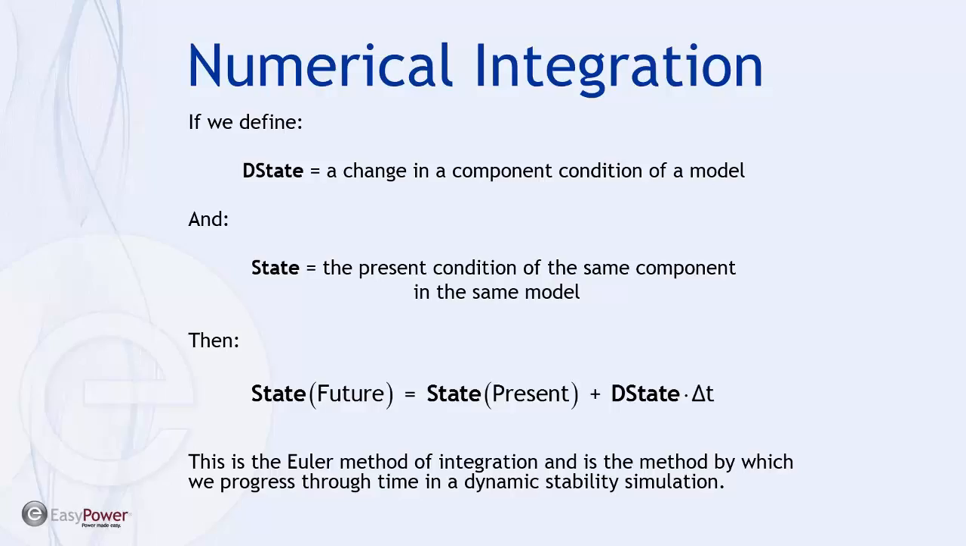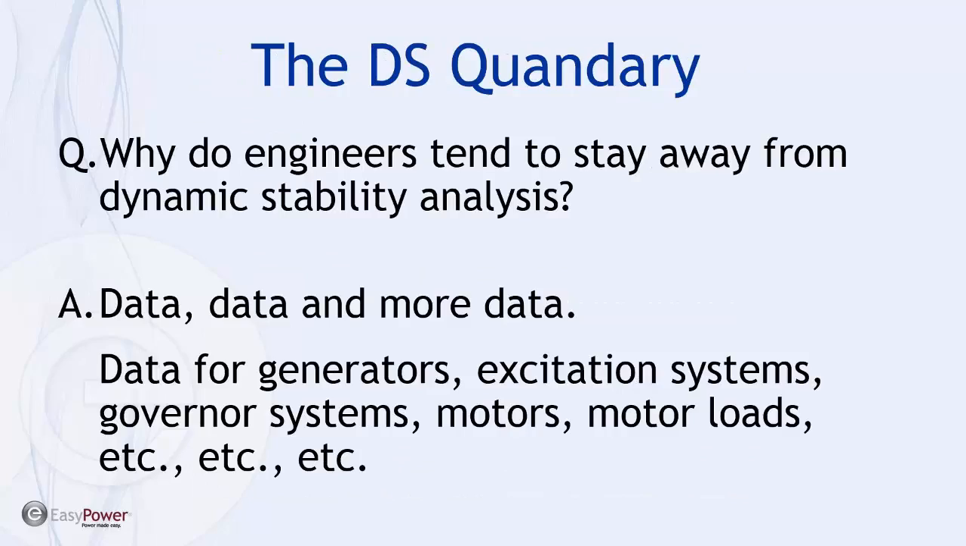But we've defined a state that can be calculated as a condition of the model itself and is responsive to time. So if we define a current state, or the present condition of that component, the future state of that component will be the current state plus the change, the delta state, times the time step that we're encountering. So this brings us to the dynamic stability quandary.